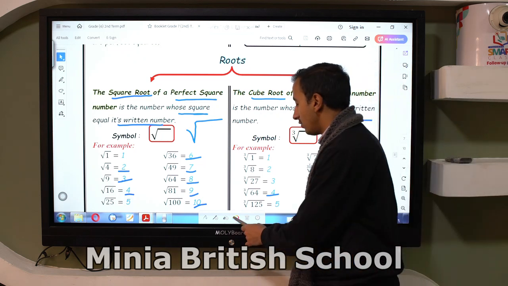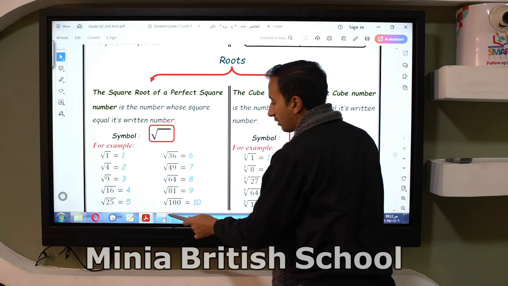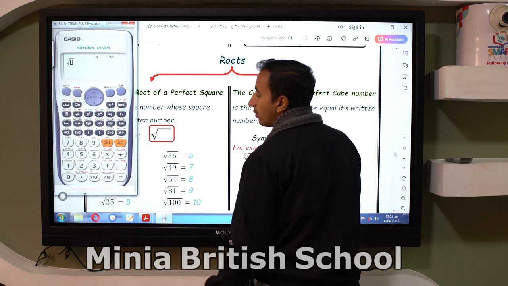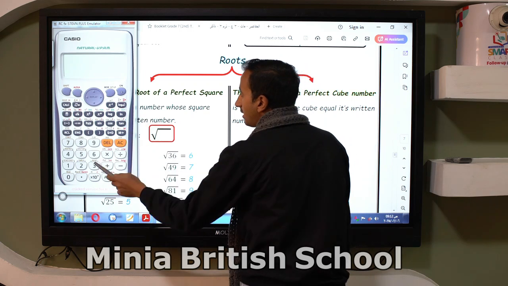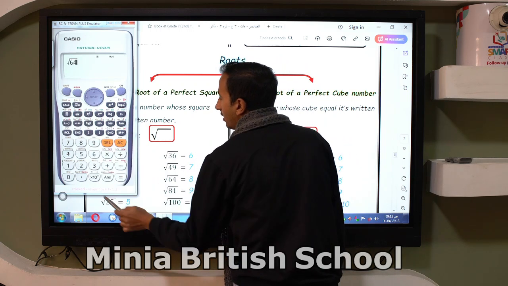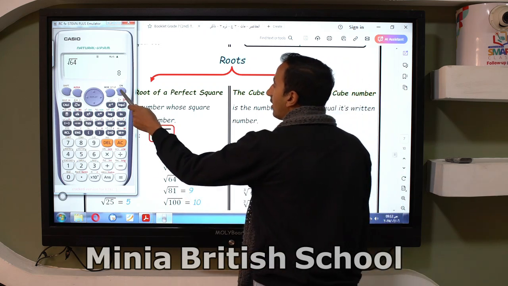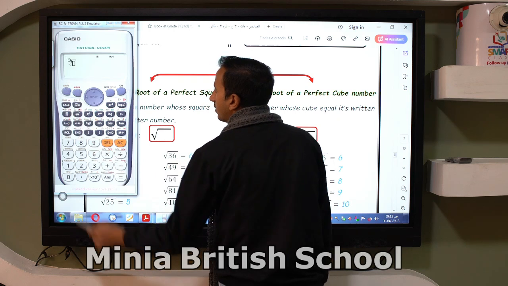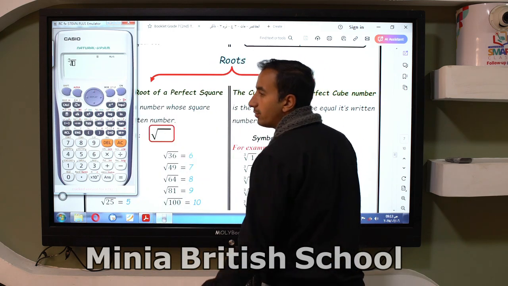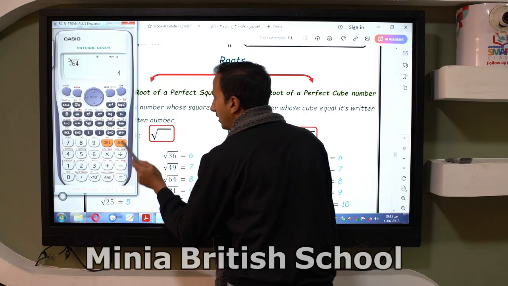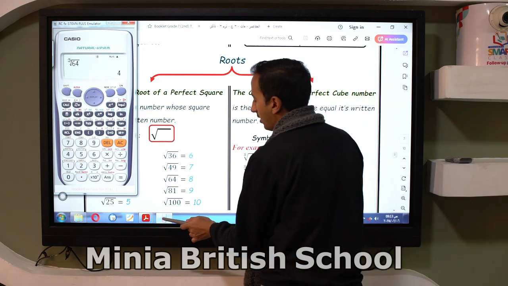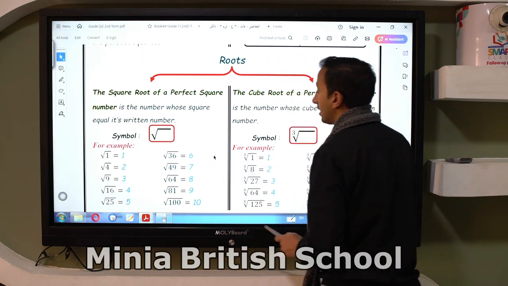And you can use your calculator. So square root of 25 will be 5, and square root of 64 equals 8. How can I write a cube root? You can press shift and square root; that means cube root. Cube root of 64 will be 4. Cube root of 64 is also 4. That's our calculation using the calculator.